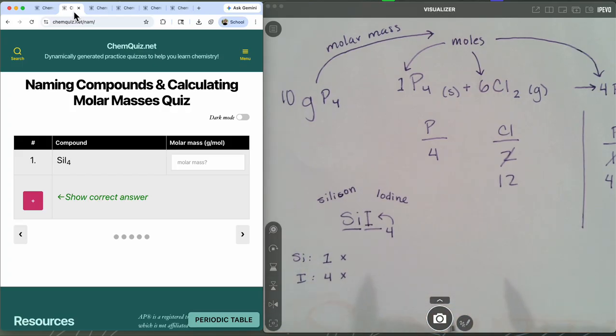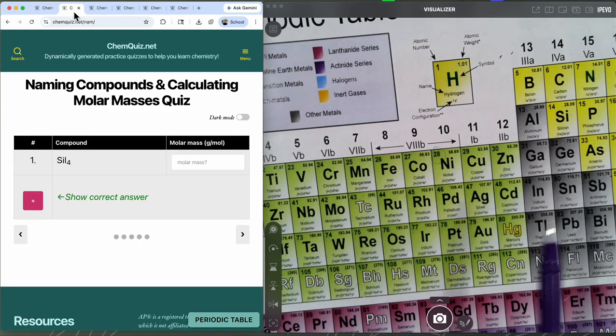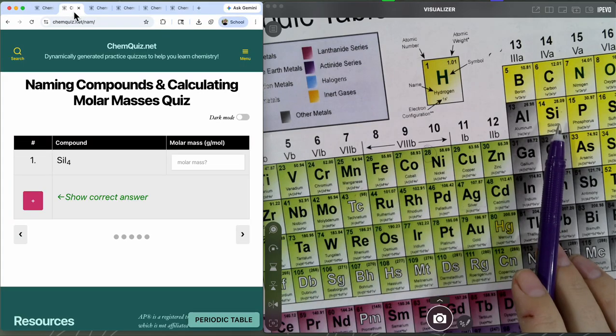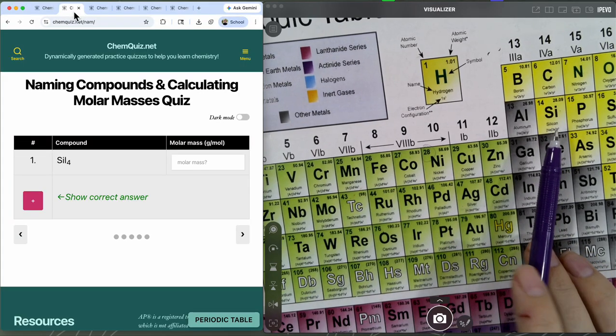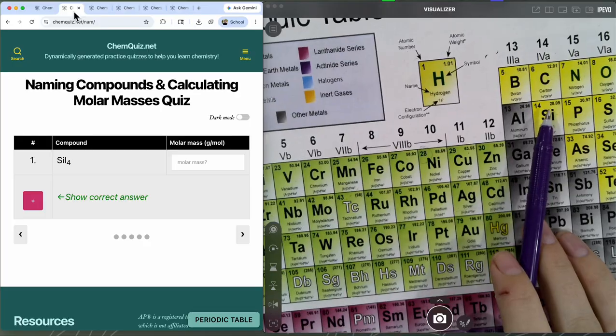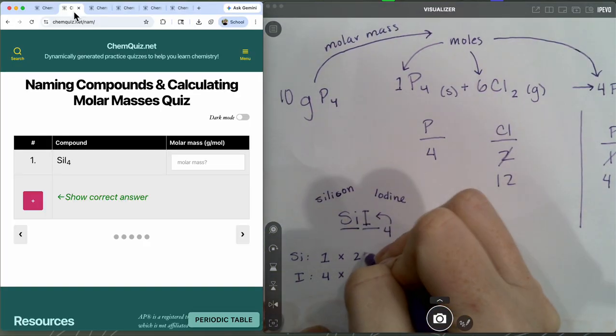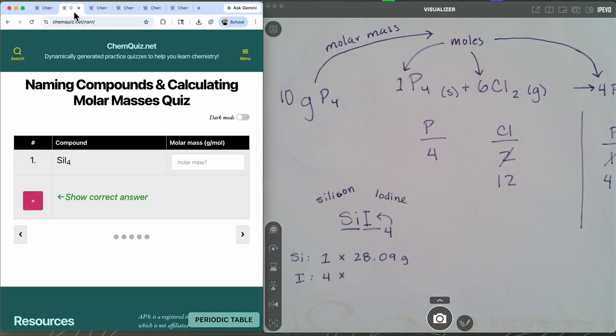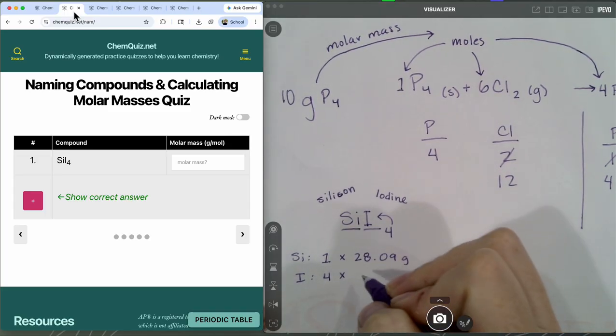Okay, so what's next? So then you have to use your periodic table. Yeah, we need a periodic table. So I'm going to grab one for you and one for me. So, how much does silicon weigh? Well, let's take a look. Okay, found it here. Silicon is 28.09 grams. And then iodine. How much does iodine weigh? Iodine is 126.90 grams.